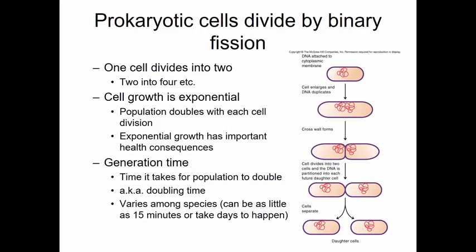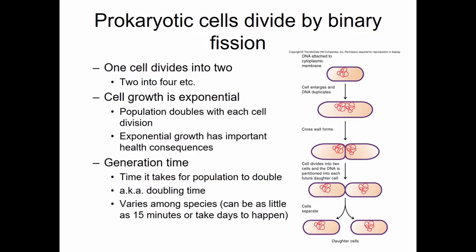In this process of binary fission, everything is identical, okay? The cell population is going to double every time division happens. So if you had one cell and it divides, you've got two. Two cells divide to make 4 cells. 4 cells divide to make 8. So the cell growth is said to be exponential.